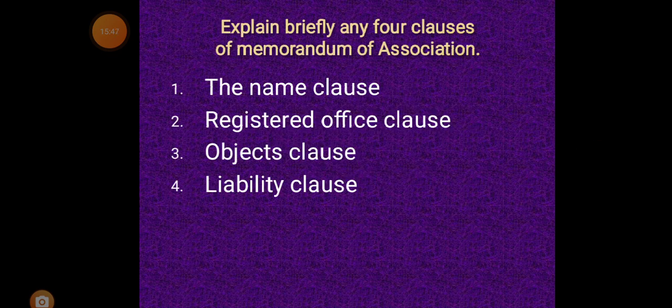Explain briefly any 4 clauses of memorandum of association. The name clause, the registered office clause, third one, objects clause, fourth one, liability clause.